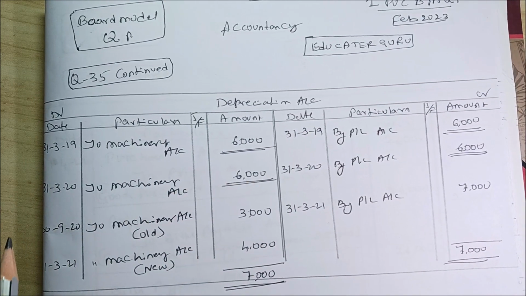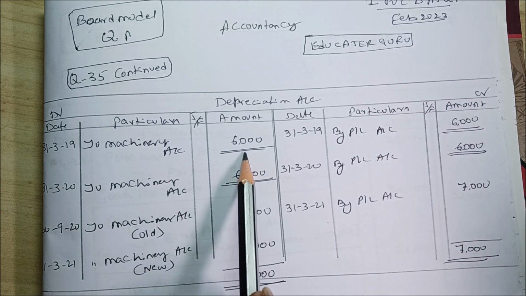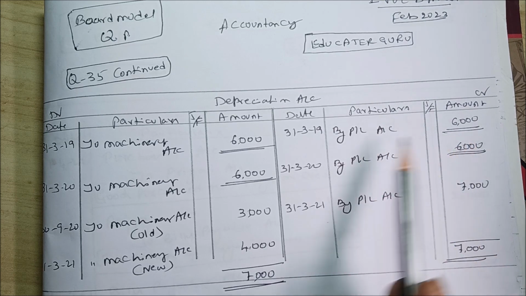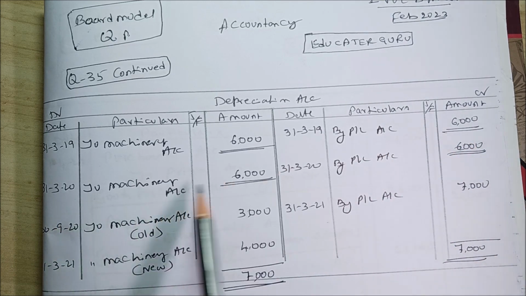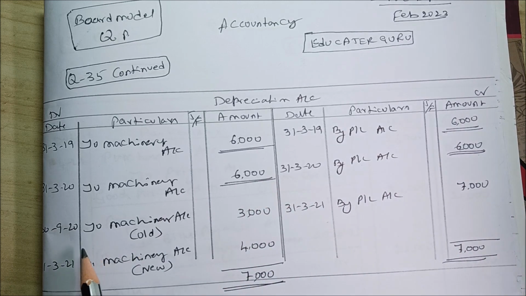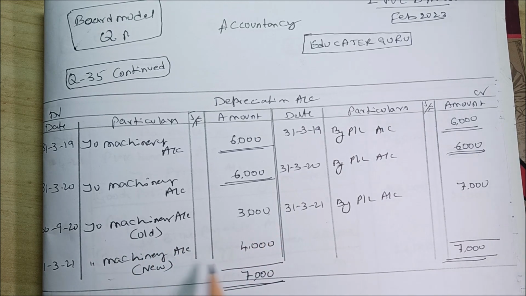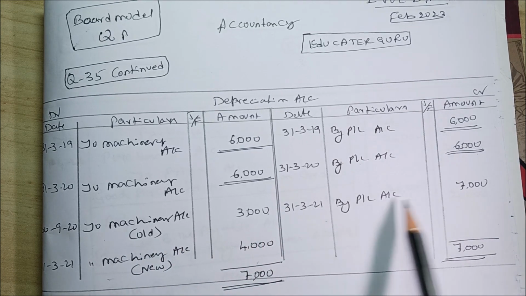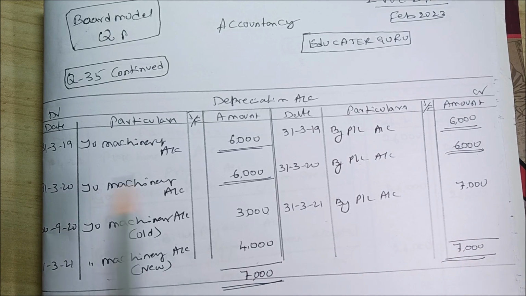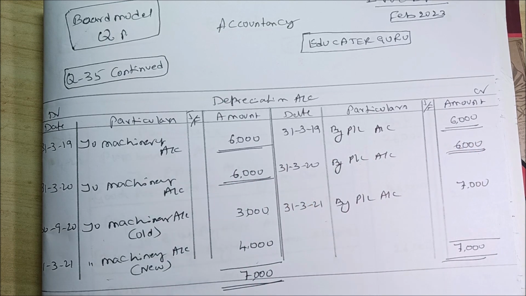Depreciation account, same format. 31/3/19, to machinery account 6,000, automatically it will be transferred to profit and loss account 6,000. 31/3/20, to machinery account 6,000, by profit account 6,000. Then in the third year, to machinery, old machinery depreciation is 3,000, new machinery depreciation is 4,000, by profit account how much actually? 7,000. So total is 7,000, 7,000, it is tallied. Automatically depreciation account is closed.